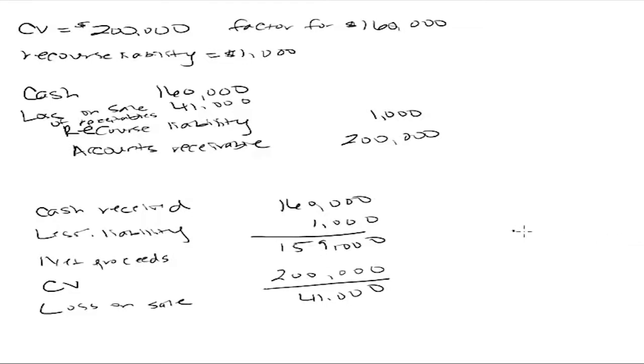Okay, that's something with recourse. Now, let's do one without recourse. So you sell them, you factor them, you get rid of them, and if they don't get collected, well, it's not your problem.